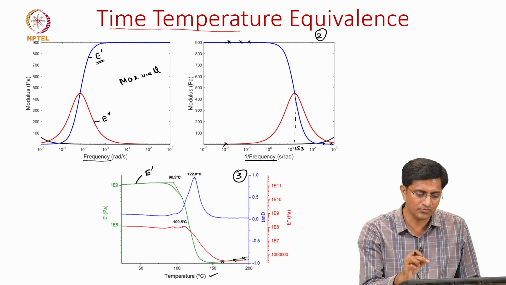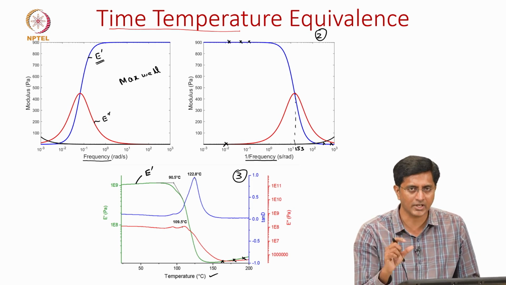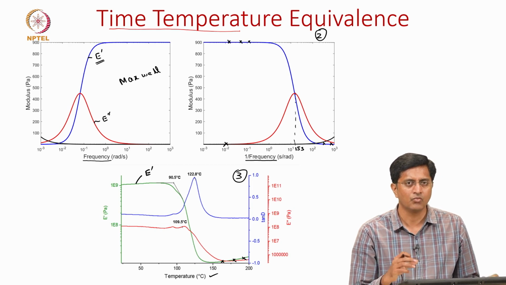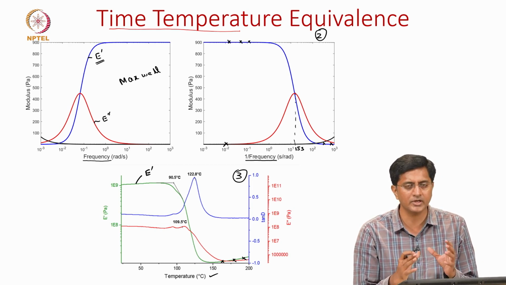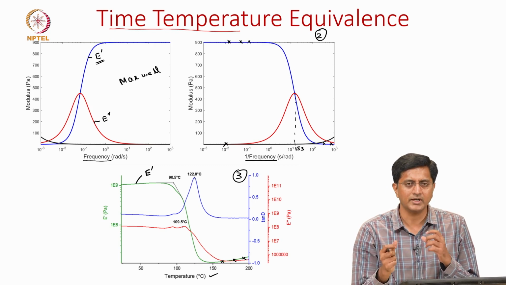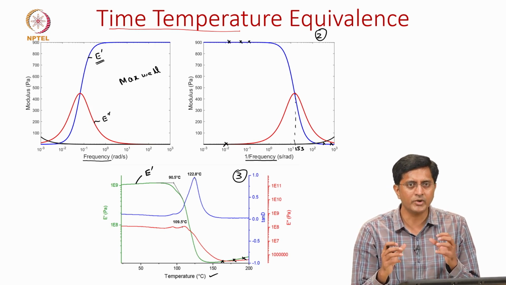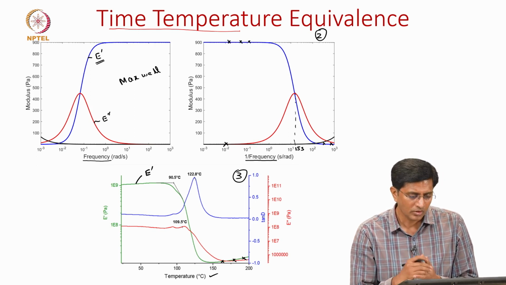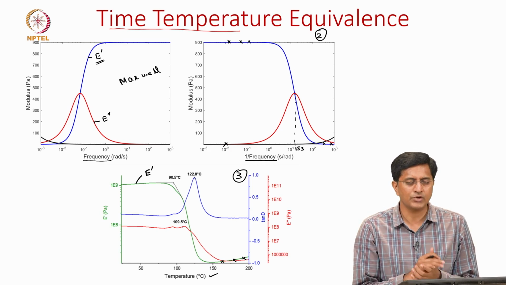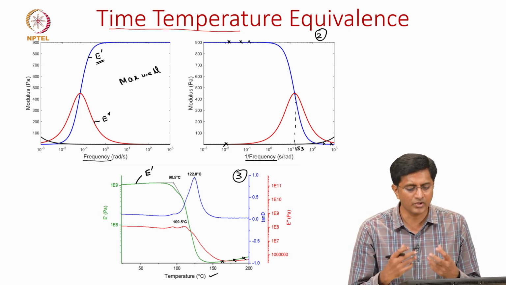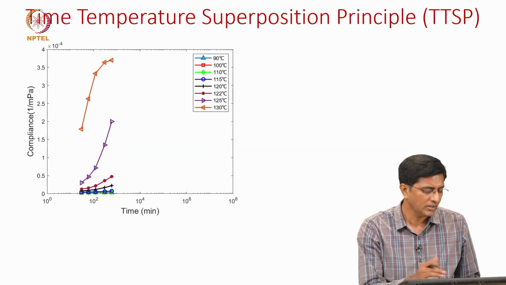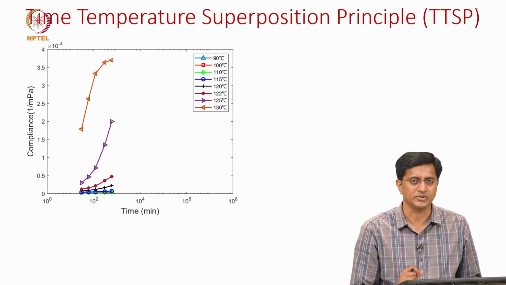But in figure 2 it is related to the time, and in figure 3 it is related to the temperature. What we are simply trying to show here is that both time and temperature bring the same kind of changes in the behavior of the polymers. So this is what we call the equivalence, but how do we take advantage of this equivalence is what we will discuss in the time temperature superposition principle.